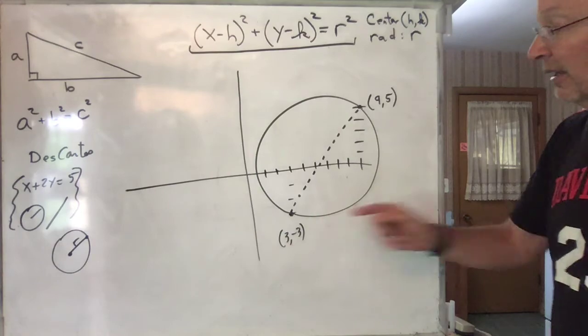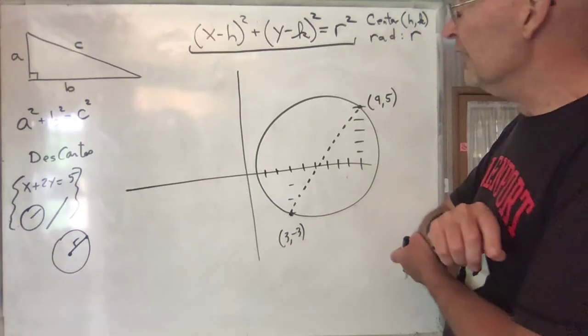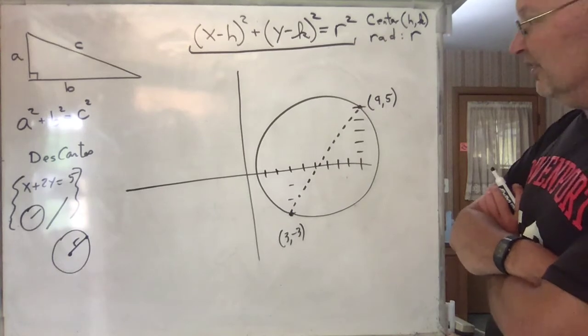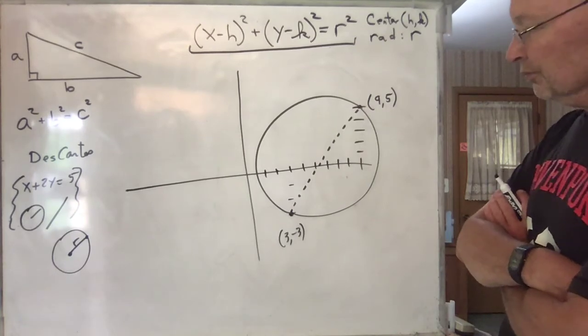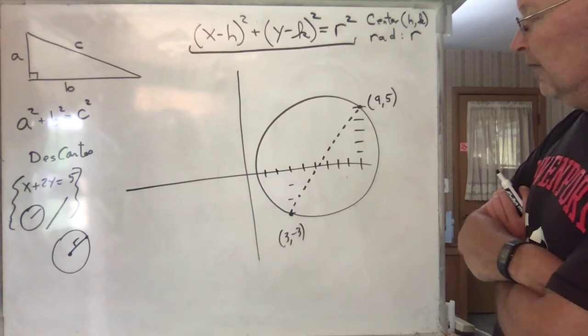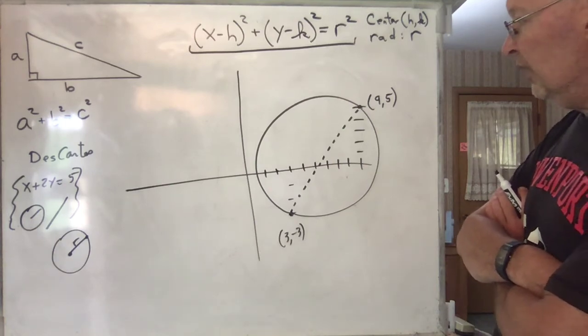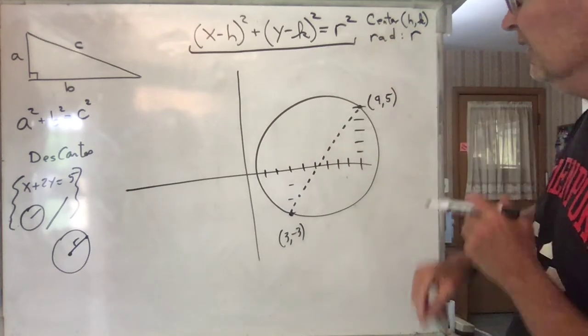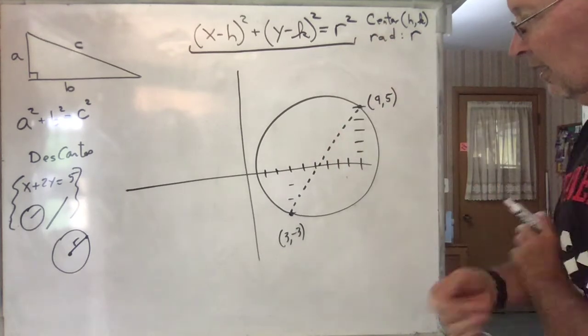So given that, can we find the equation of a circle? Okay, can we do it? Let's see. Let's try to figure it out. What can we do? First of all, we need to find the center of the circle, right? We need the center and the radius. Can we find the center?